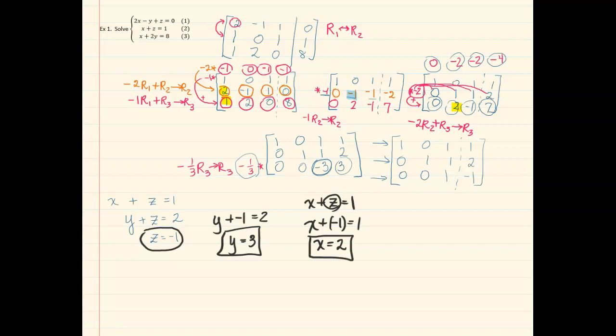And we have solved this system. The solution set would be 2, 3, negative 1. That's our ordered triplet. And that concludes this video.